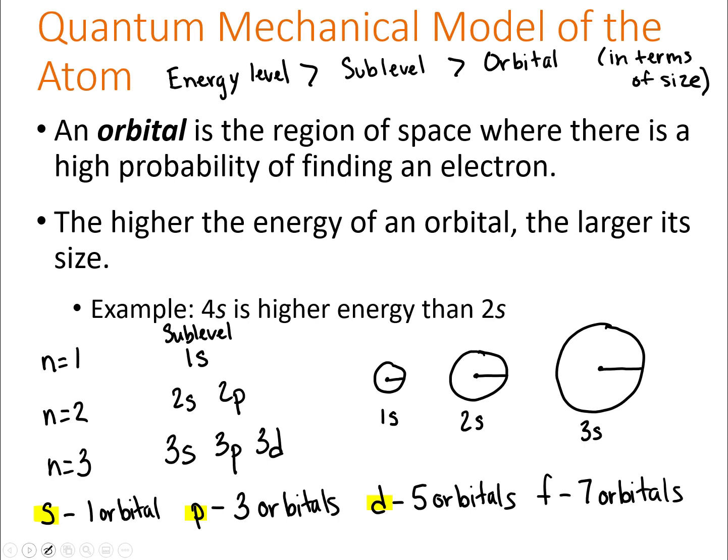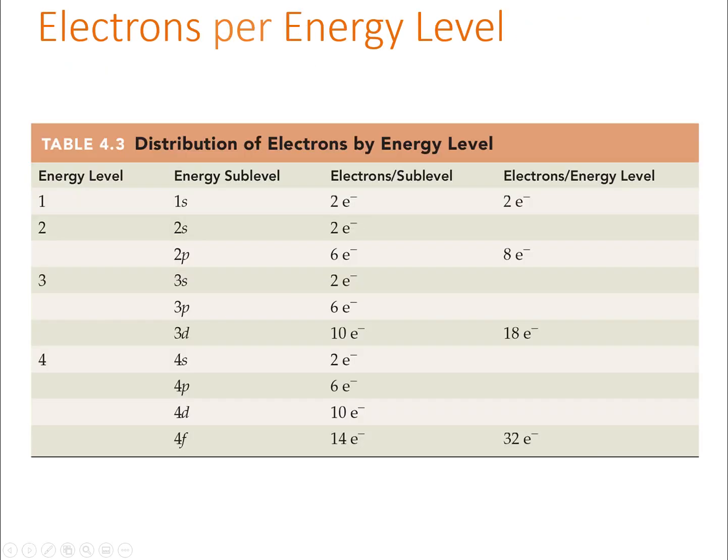And we're building up here so that we can write electron configurations. So we'll do that together in a couple more slides. Now we'll talk about the number of electrons that we can fit in each of these energy levels and what that means for the total number of electrons.